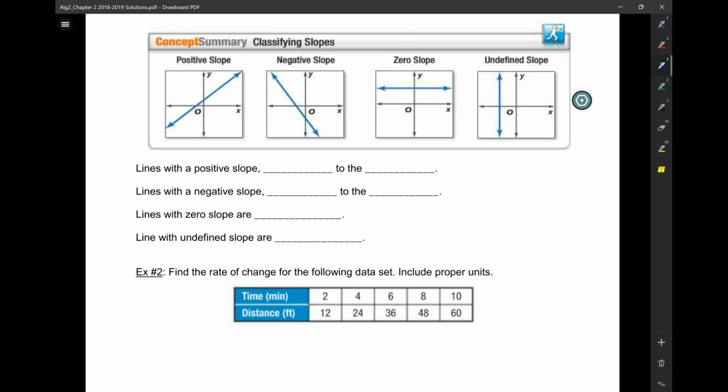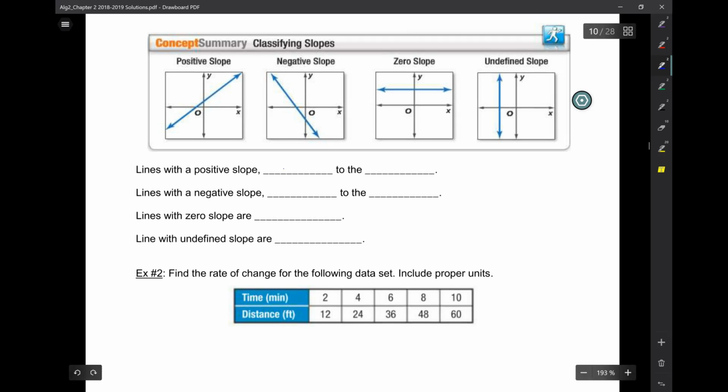Okay? So lines with positive slope rise to the right. Lines with negative slope do what then? Fall. Well, they fall to the right, like that way. Lines with zero slope are horizontal, no change. M equals 0. And lines with undefined slope are vertical.